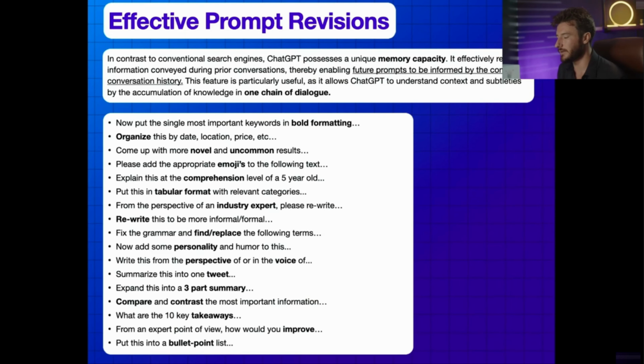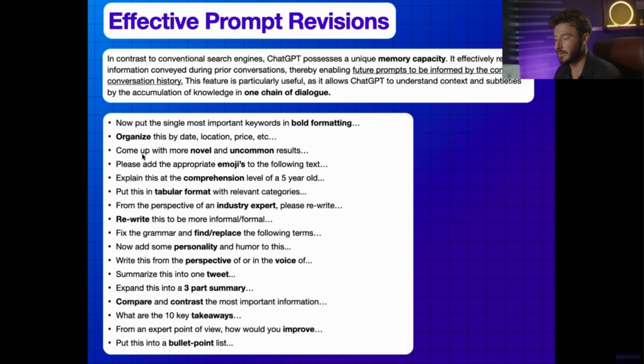So what we're going to do here is use ChatGPT's memory capacity and the chain of dialogue to our benefit. After we've gone through and we put in our input and we get our response, we can then have a follow-up prompt for something like, now put the single most important keywords in bold formatting. So it will literally go through the output and analyze what the keywords are and put those in bold format. Another thing you can do is, okay, great. Now organize this by date, location, and price, which is something that we do later in this course.